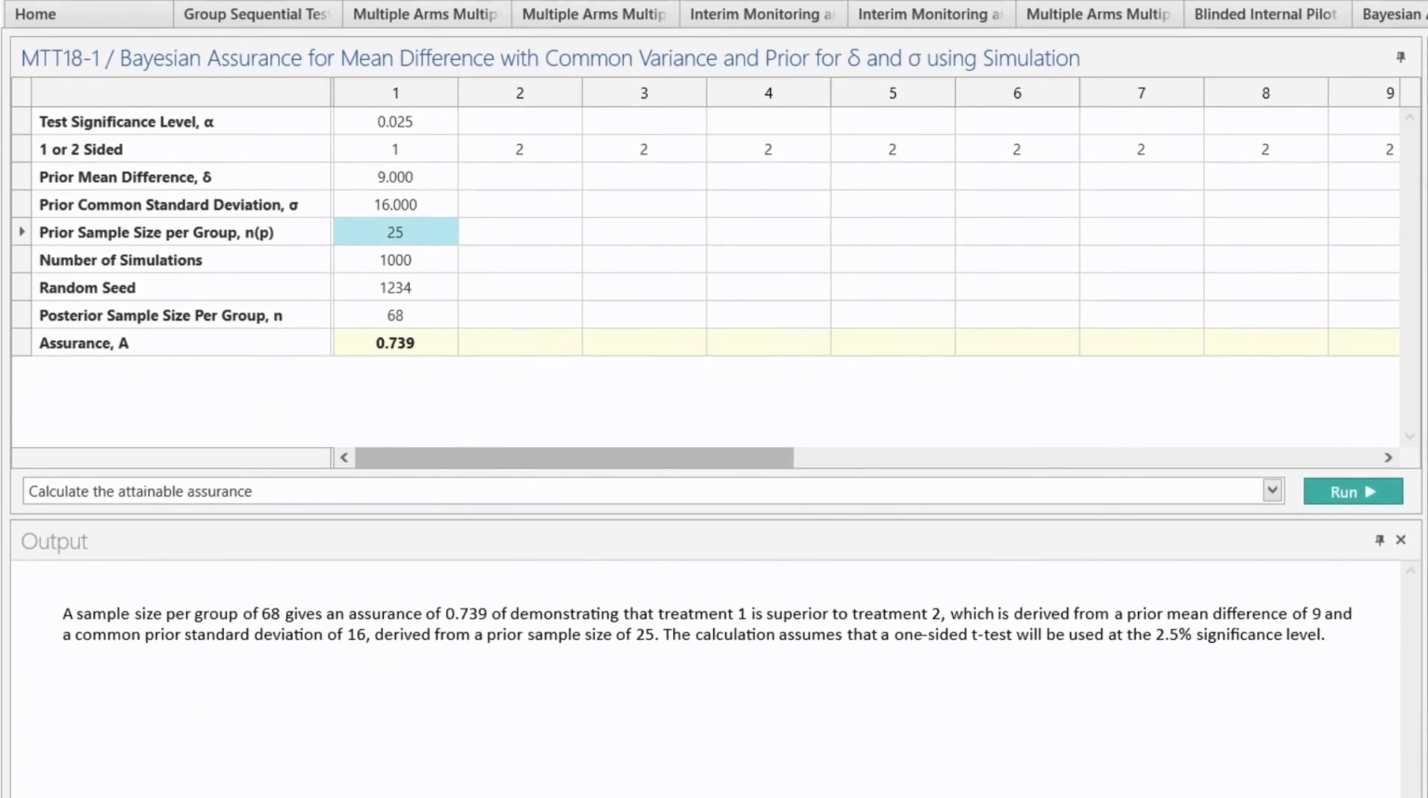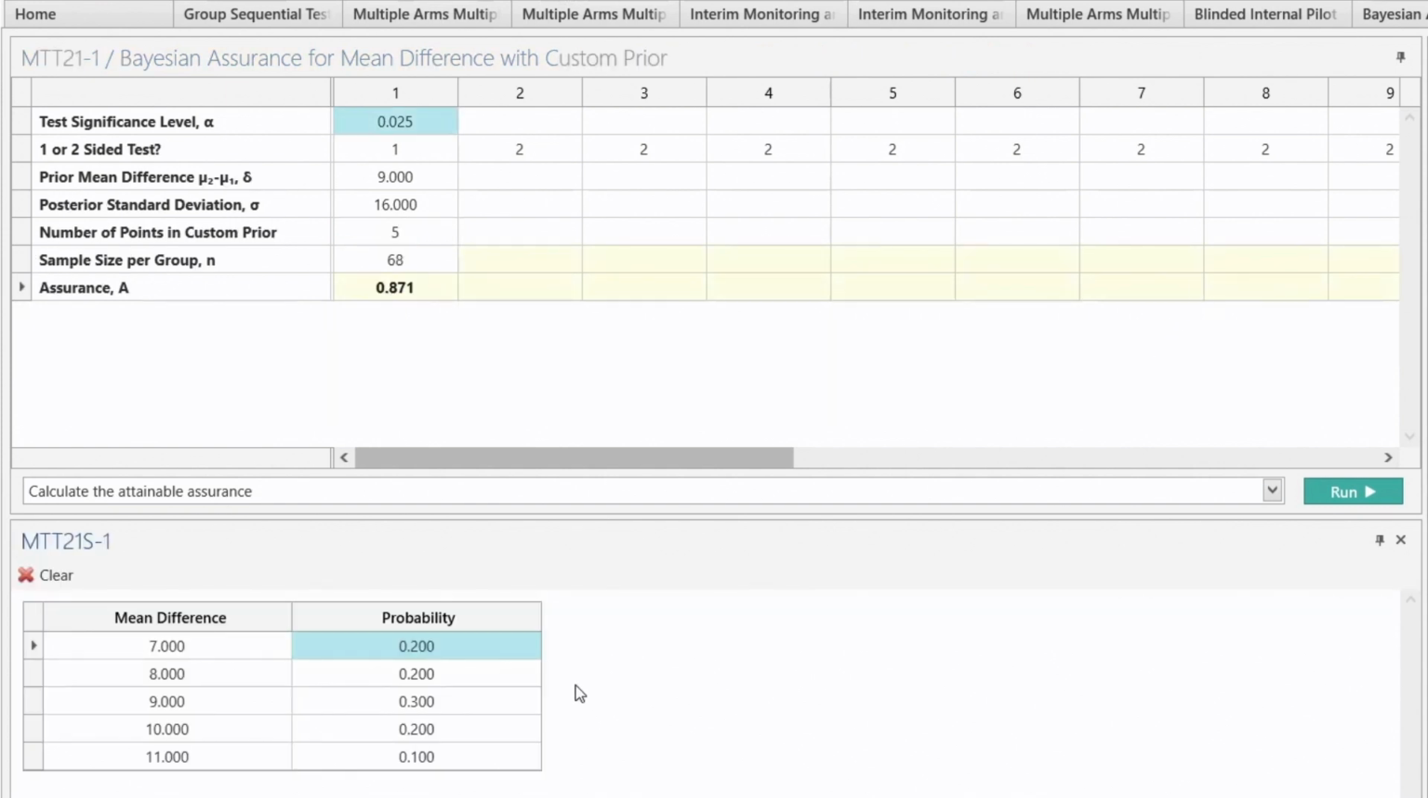We can also have a custom prior where we choose to place a certain probability on certain fixed effect sizes and see what effect that would have. For example, here we take mean differences ranging from 7 to 11 with these probabilities of occurring in our prior, and under this assumption we get an assurance of around 87.1%, a much smaller reduction, as in this case we can see that the lower effect sizes are relatively less likely than the original effect size or effect sizes that are higher, 40% versus 60% being at or above our original effect size of 9.